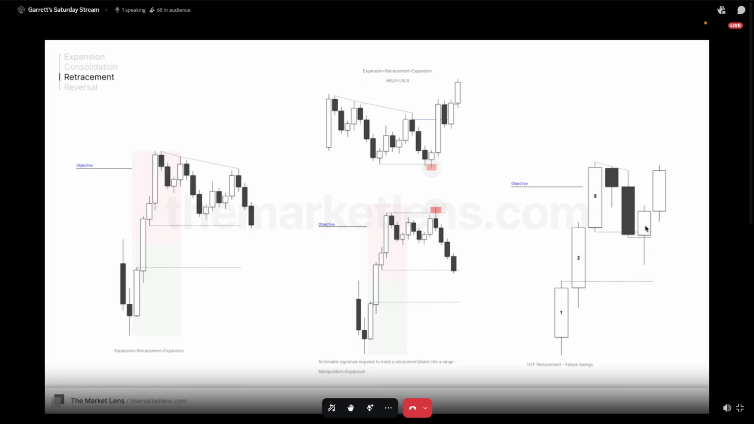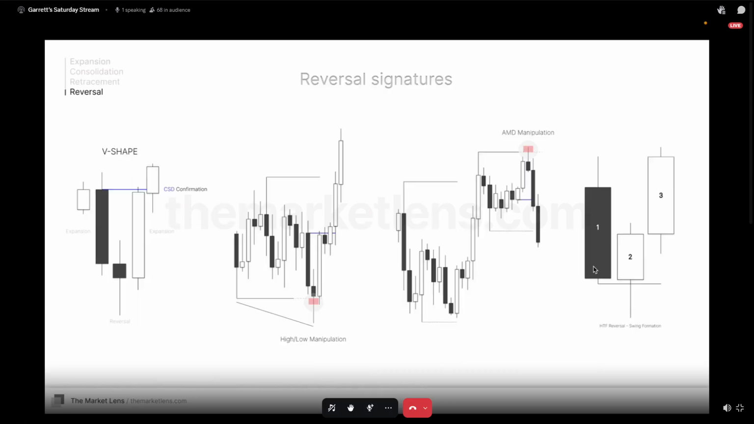You wait for a swing formation, right? A candle 2 closure. That's the reversal signature to then continue that expansion away from that fair value gap. So what is a reversal signature? It's essentially where price expands into an objective, right? Hits that reversal point, expands away. So it's simply expansion, reversal, expansion, or expansion met with expansion.